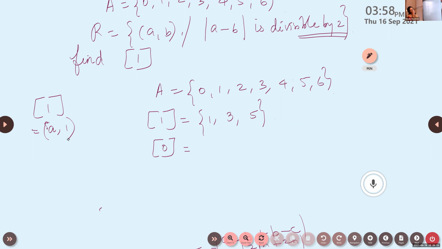Okay, A minus B is a multiple of 2, which means here we can also write A minus B belongs to R. That means modulus of A minus 1 is a multiple of 2. When you subtract 1, you should get a multiple of 2. Similarly, for equivalence class 0, when you subtract 0, it must be a multiple of 2. That means you'll get 2, 4, 6. When you divide by 2, we will get only 2 equivalence classes.